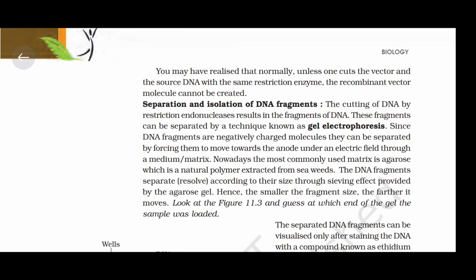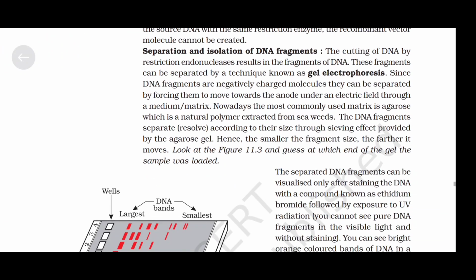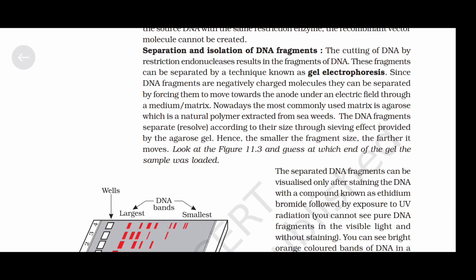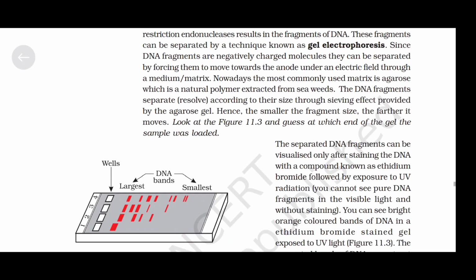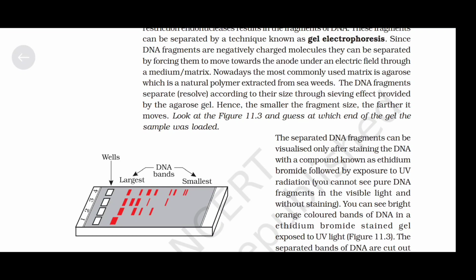Nowadays, the most commonly used matrix is agarose, which is a natural polymer extracted from seaweeds. The DNA fragments resolve according to their size through the sieving effect provided by the agarose gel. Hence, the smaller the fragment size, the farther it moves. Look at figure 11.3 and guess at which end of the gel the sample was loaded.